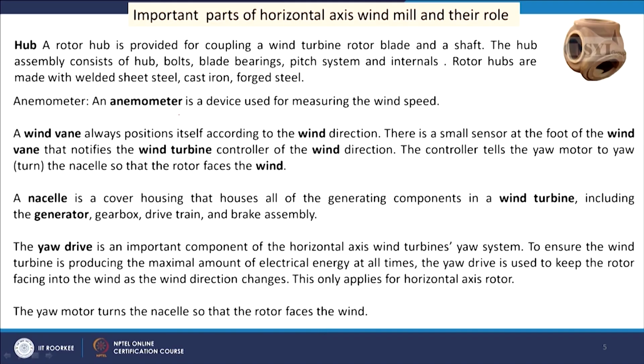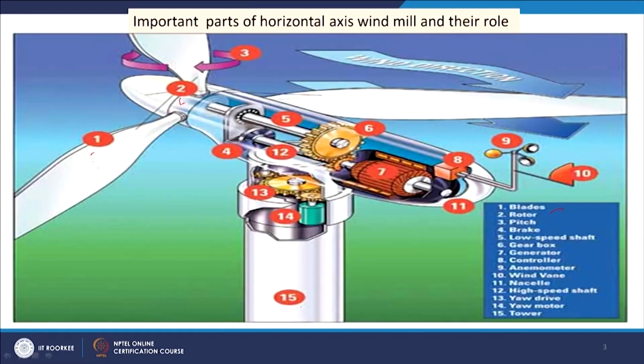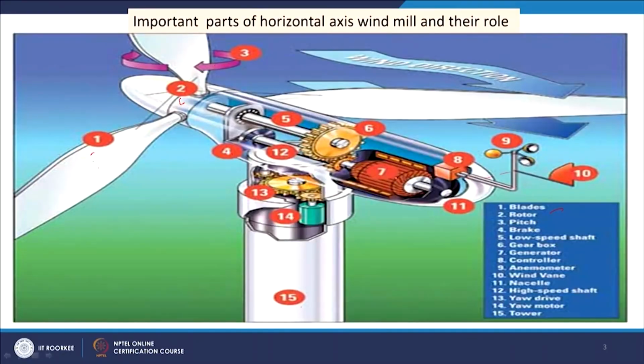And then anemometer is a device used for measuring the wind speed, and the wind vane that we are talking about always gives the direction of wind, and this at the bottom is attached with this control unit. That control unit gives a signal to the nacelle to move it according to the wind speed. So, the total arrangement moves in such a way that maximum wind can be used.